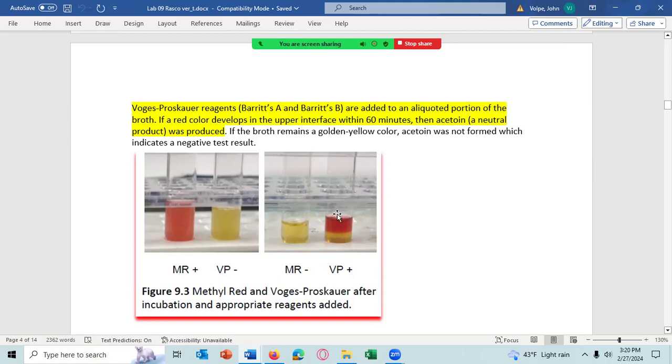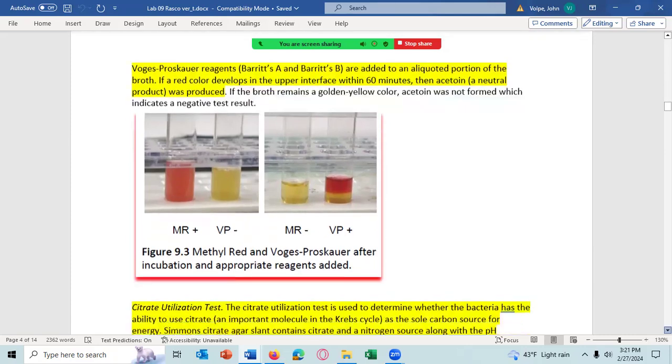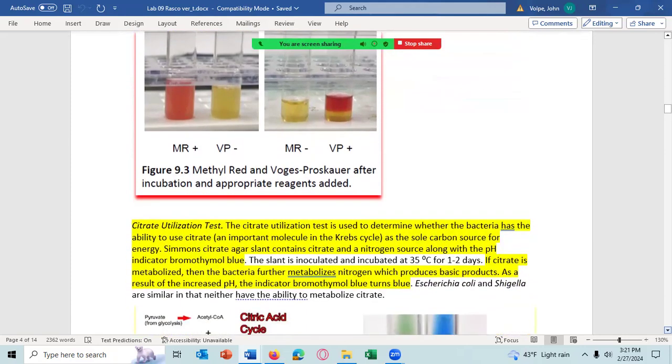If the tube turns red, it is VP positive. And like I said, you have to let it run for 60 minutes maybe before you can say it's negative. If the tube does not turn red, it is VP negative. What you're looking at is these reagents react with acetoin, a neutral product made from glycolysis. And if acetoin is present, the reagents will turn red for VP positive. Any question about that?